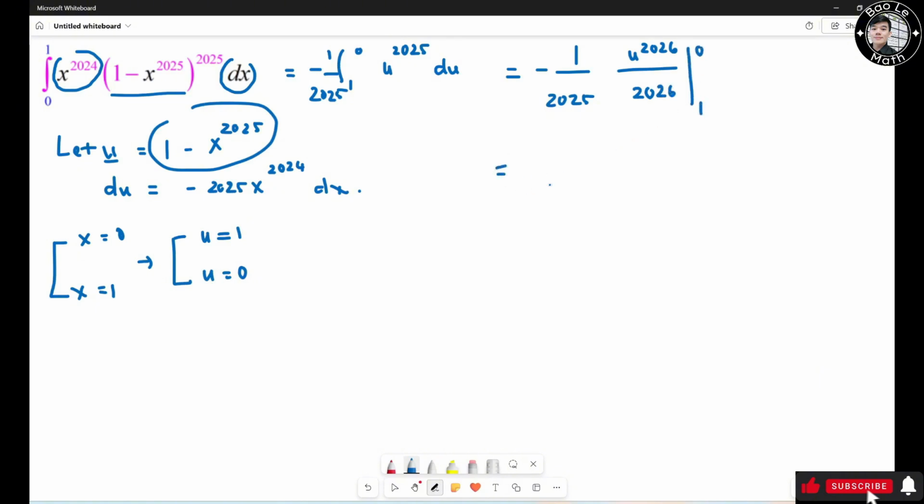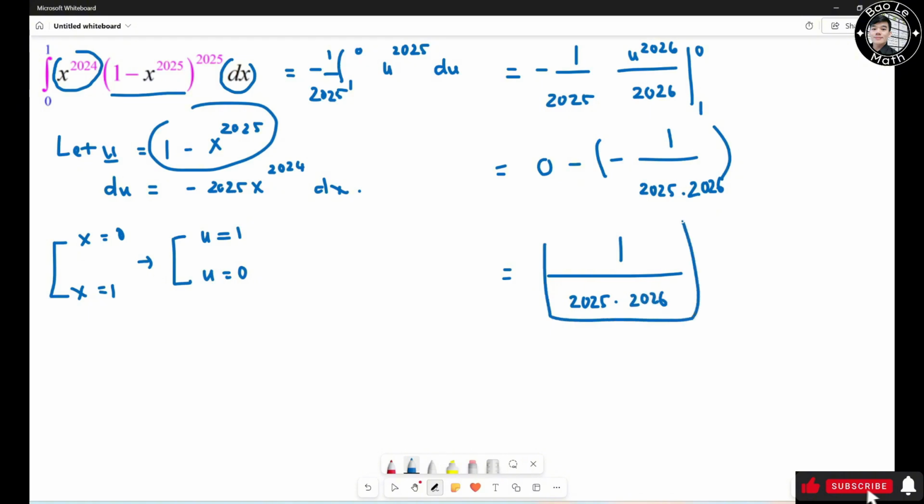Now this guy becomes, you substitute 0 over here, it's going to be 0, right? So it could be 0 subtract negative 1, substitute over here, it's going to be 1, right? So it could be 1 over 2025 times 2026, right? Negative times negative is going to be positive. So the answer is 1 over 2025 times 2026. This one is the final answer.